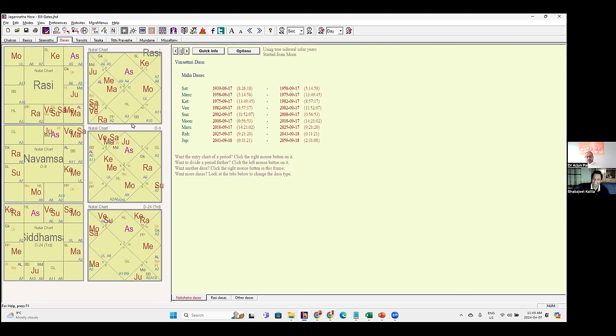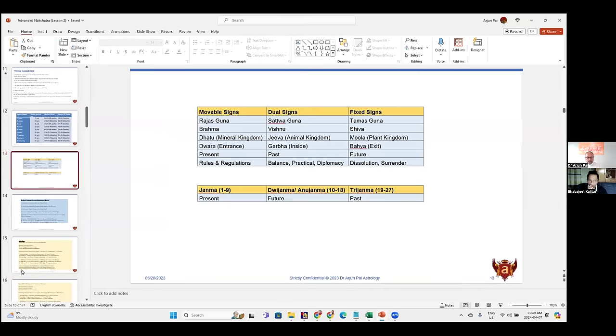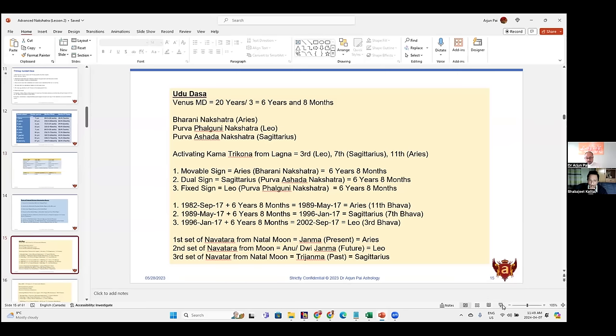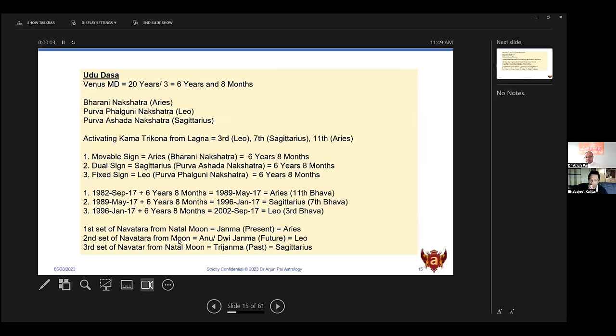Now I'll give you one more clue about the future. When was his future activated in the Venus Mahadasha? When was the future activated for him from the Navatara system? Let's go back here. Which phase of his life is future? Future means, I said, second set of Navatara, Moon, Anujanma. So Leo. When was Leo active in the third phase? Between 1996 to 2002. Correct. So Leo is active.